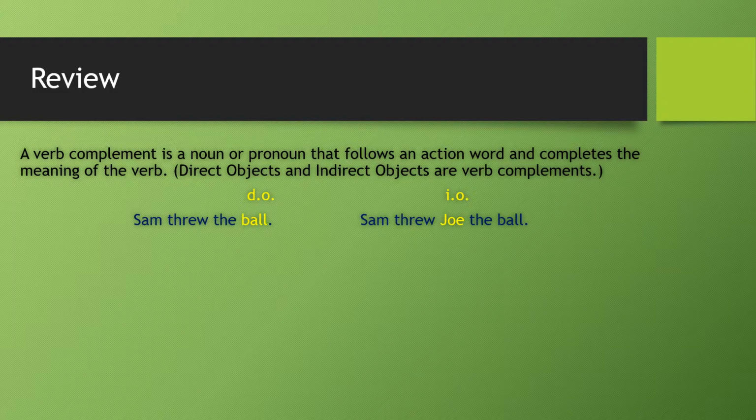Let's take just a minute now to review what we've discussed in this week's lesson. A verb complement is a noun or pronoun that follows an action word and completes the meaning of the verb. Direct objects and indirect objects are both verb complements. Sam threw the ball. Ball is the direct object. It's telling us what Sam threw. Sam threw Joe the ball. Joe is the indirect object, telling us who received the action.